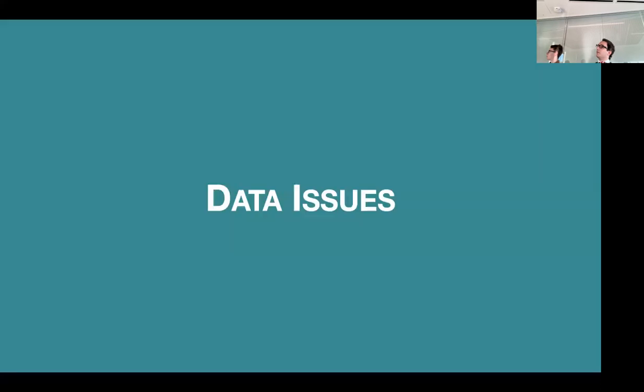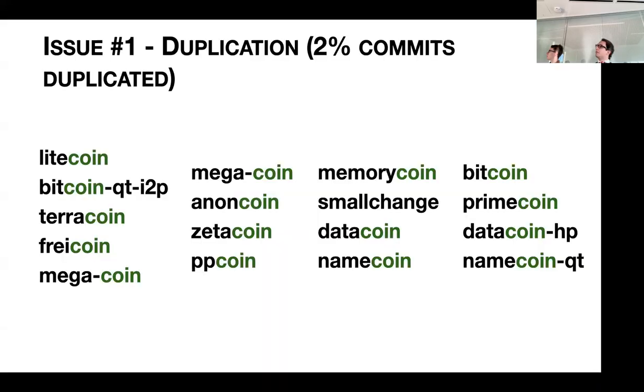And so they found a bunch of issues, they claim to have found some issues. And the first ones are related to data collection. To show you some examples, the first issue they talk about in the paper is related to duplication. When they were collecting the 800 projects, they collected a bunch of duplicates.